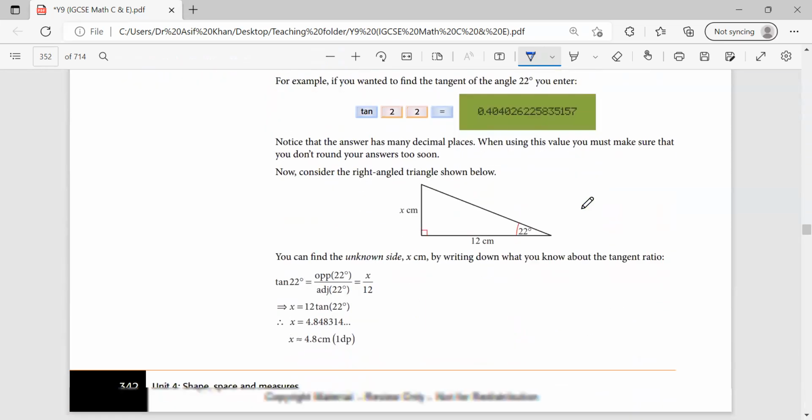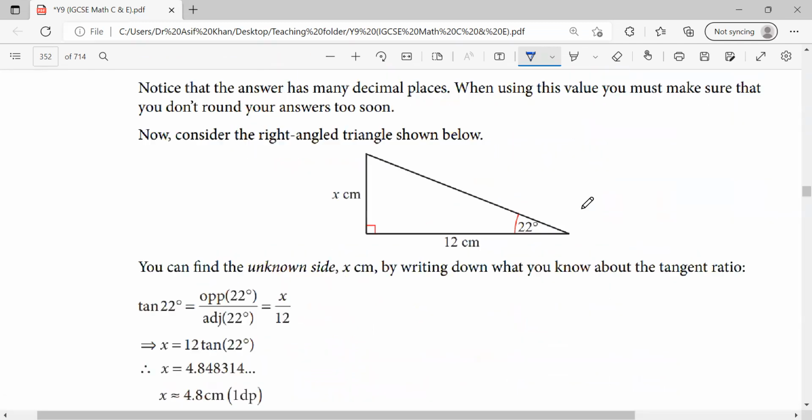Now, let's suppose this triangle is given to you and you have to solve it. Here you can see the side opposite this angle. What is the name of this side, Abdullah? X. Yes, sir. This x is opposite. And this one, Rehan, what is this side's name? Adjacent. So opposite and adjacent are there.